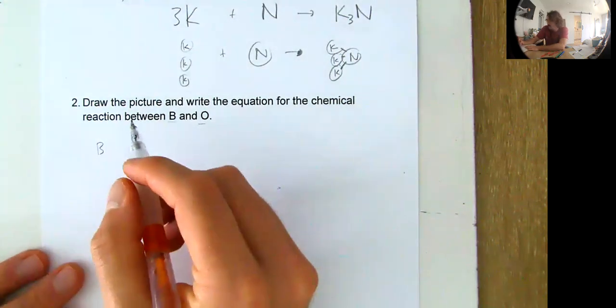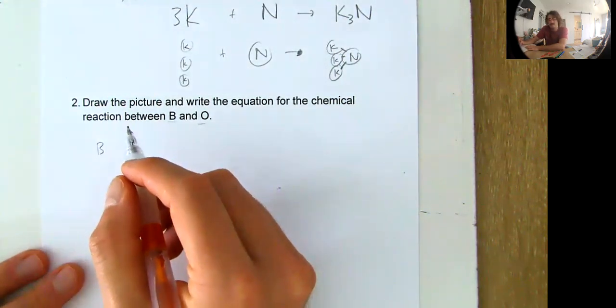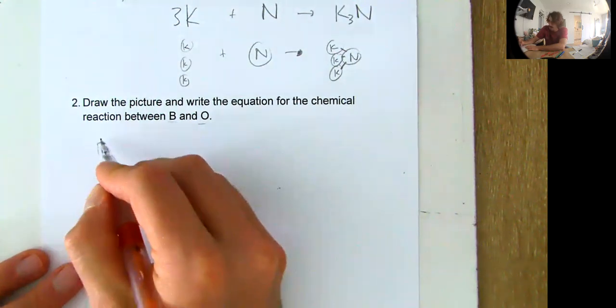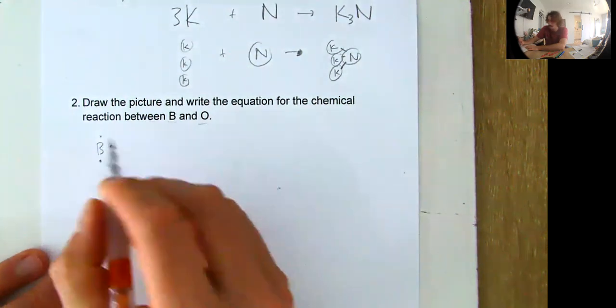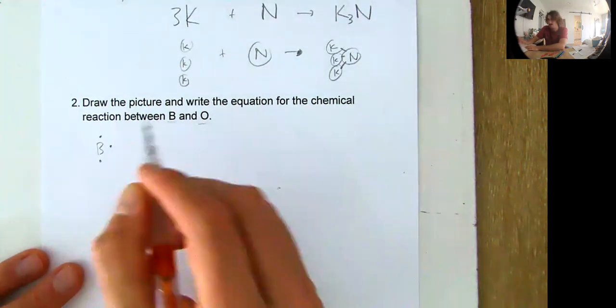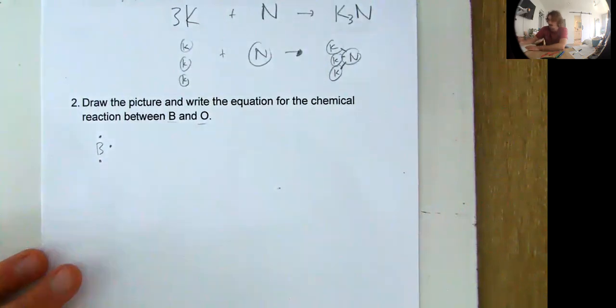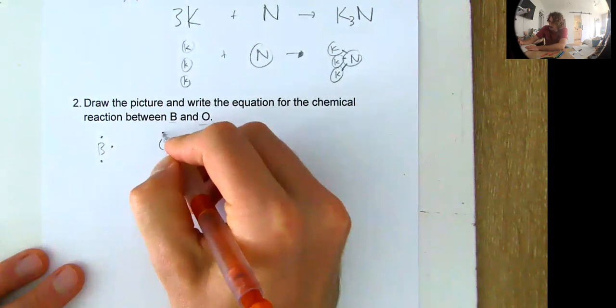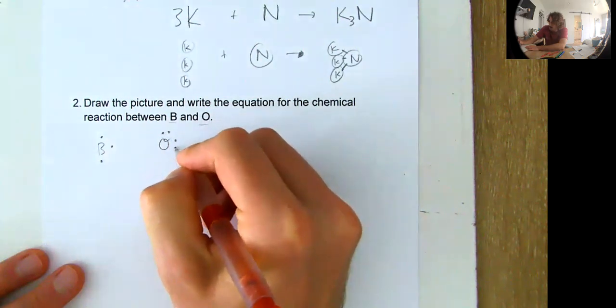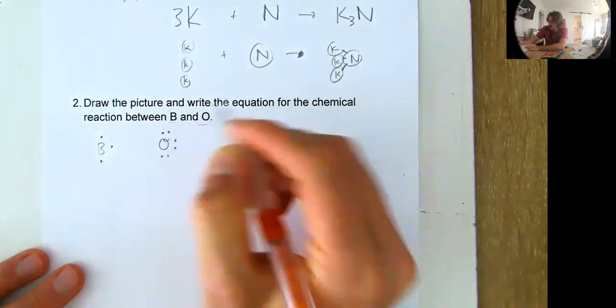If you look at the periodic table, boron's in the second row, and it's 3 spaces over, meaning it has 1, 2, 3 valence electrons, and that's how we draw it. The valence electrons are the ones that are responsible for these chemical reactions. Then we have oxygen. Oxygen, you're going to memorize, has 6. So 1, 2, 3, 4, 5, 6, just like that.